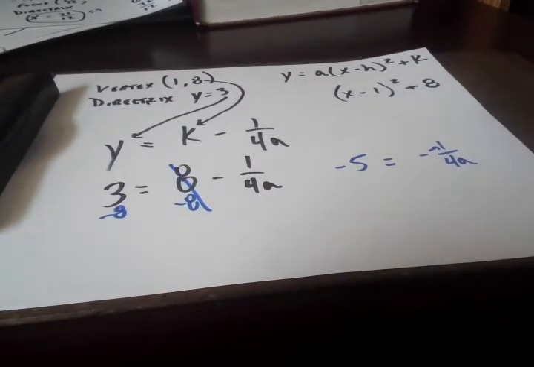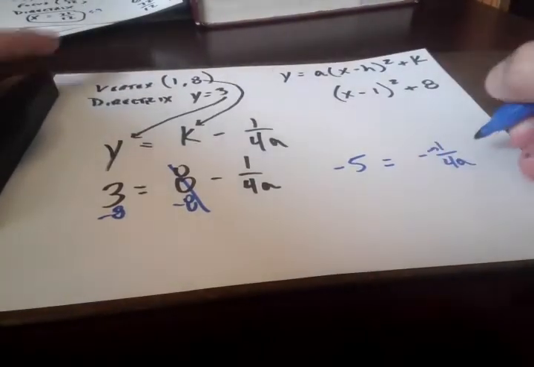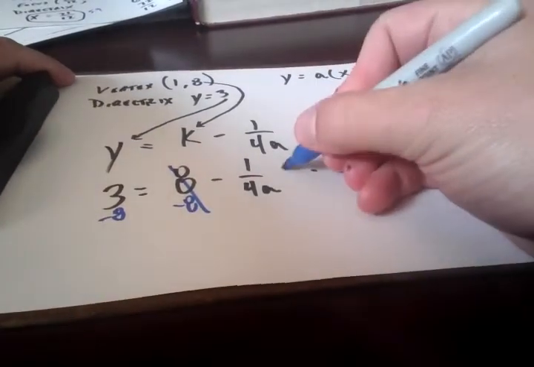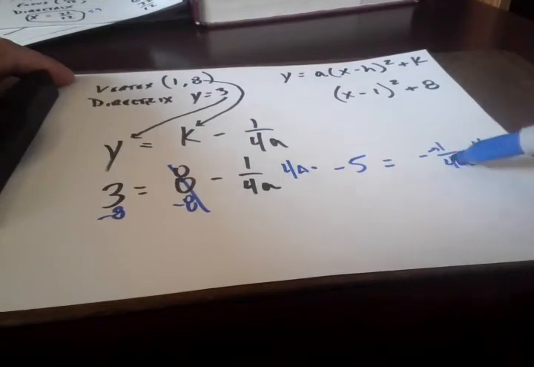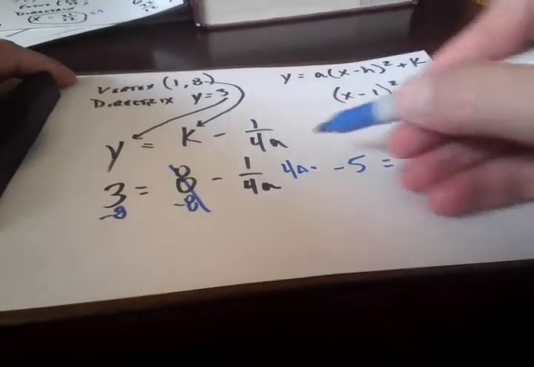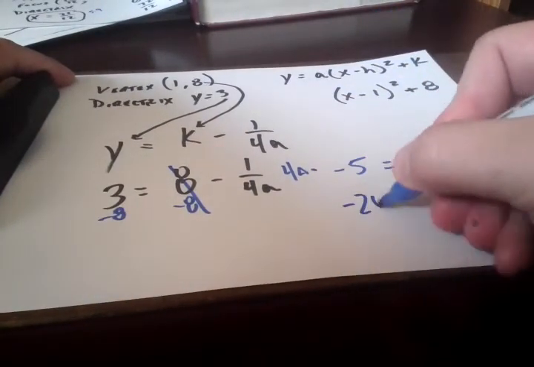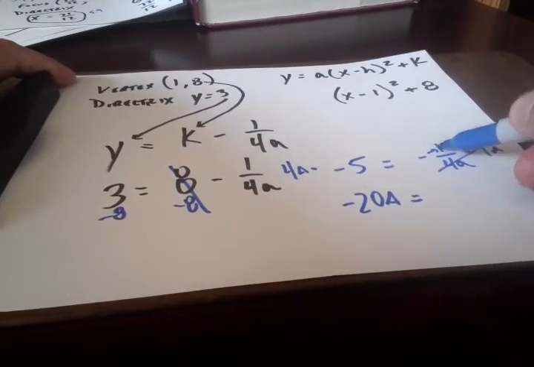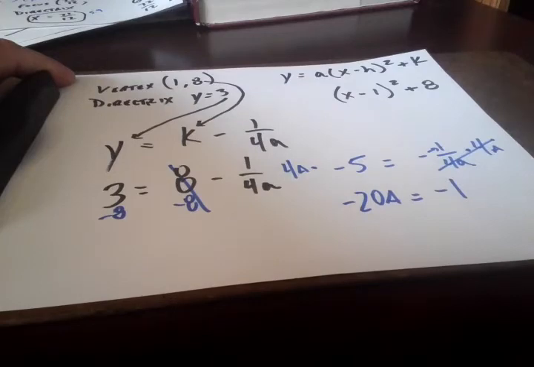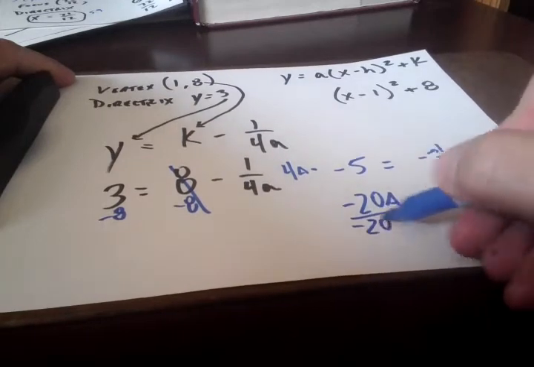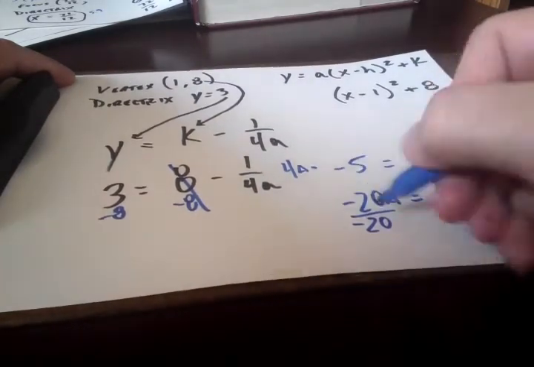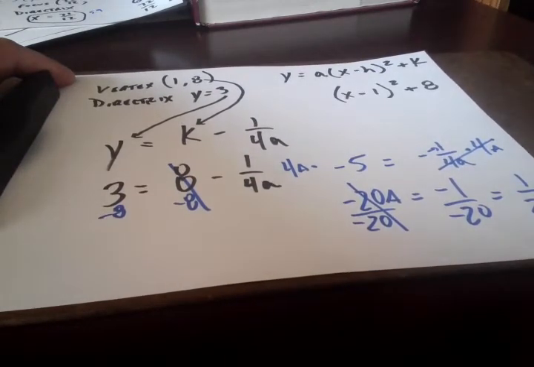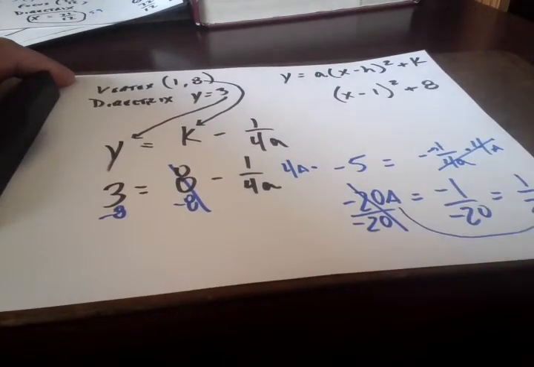We have to move this thing over here, so we're going to multiply by 4a on both sides. That cancels. And negative 5 times 4a is negative 20a, which leaves me with negative 1, what was on top. Here we obviously will divide. And negative 1 over negative 20 reduces to 1 over 20. So our a value is 1/20th.